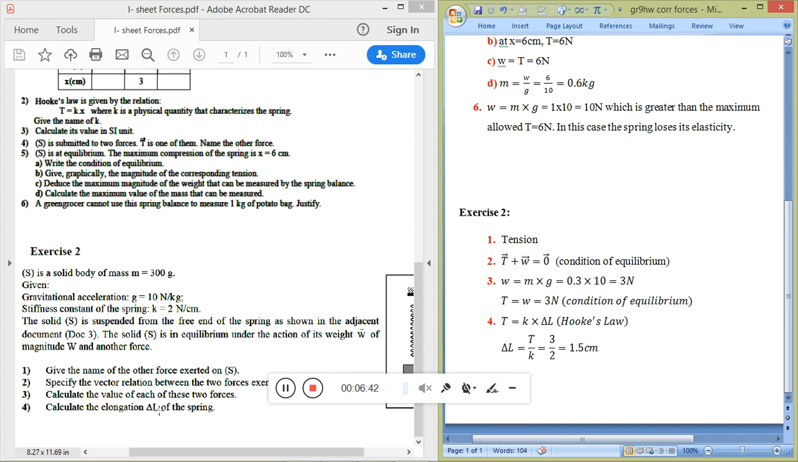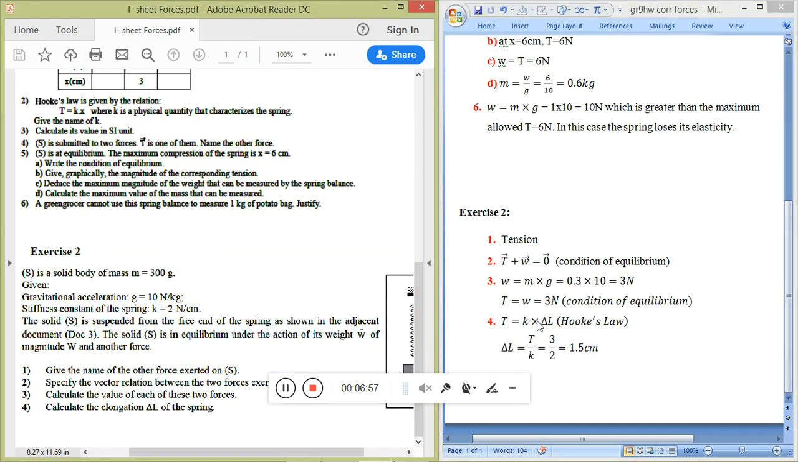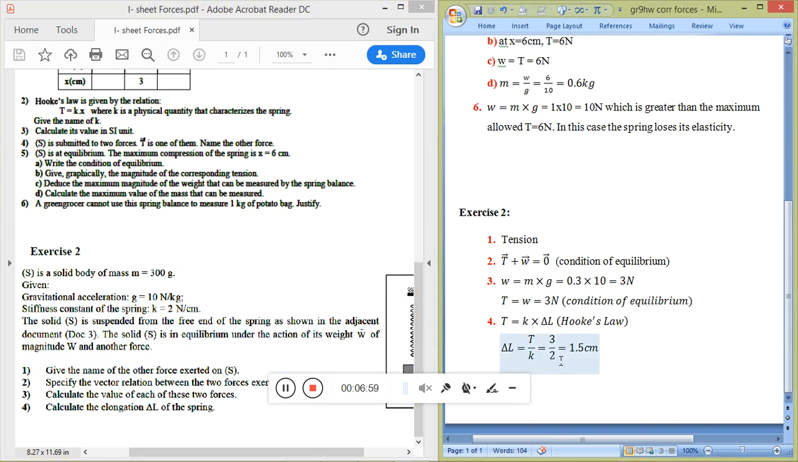Now we deduce the elongation. We deduce the elongation from the tension. So we apply Hooke's law, T equals K times delta L. So delta L equals T over K. We calculated T as 3 newtons and K as 2 newtons per centimeter. So newtons with newtons, they cancel. The unit of delta L is centimeters.